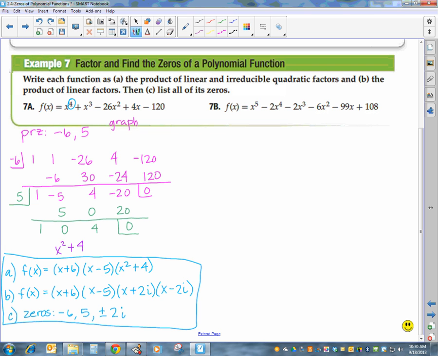Okay, all right, I'm going to stop the notes here. I will fill in 7b, so if you want to look at that, you will have another example. And that ends our lesson on zeros of polynomials.